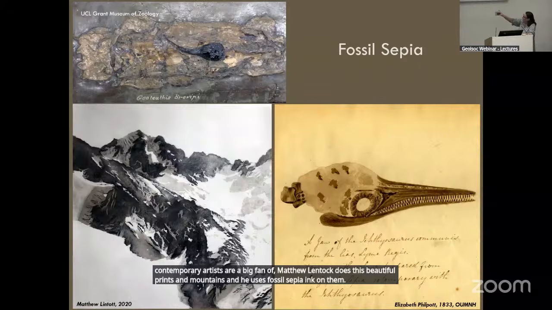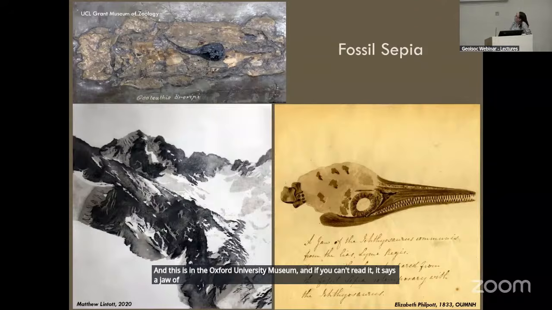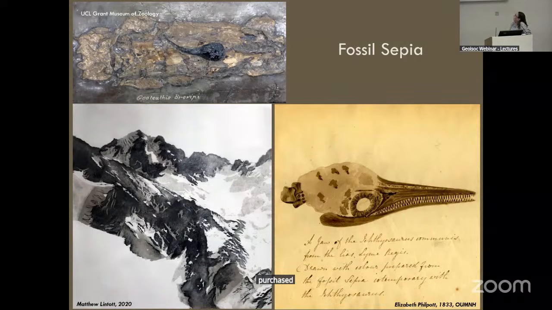And this is Elizabeth Philpot, who was hanging around, you know, in the 1830s in Lyme Regis with everybody. And this is in the Oxford University Museum. And if you can't read it, it says a jaw of the Ichthyosaurus communis from the Lias, Lyme Regis, drawn with colours purchased from the fossil sepia contemporary with the Ichthyosaurus. So that's proper art and science, isn't it?